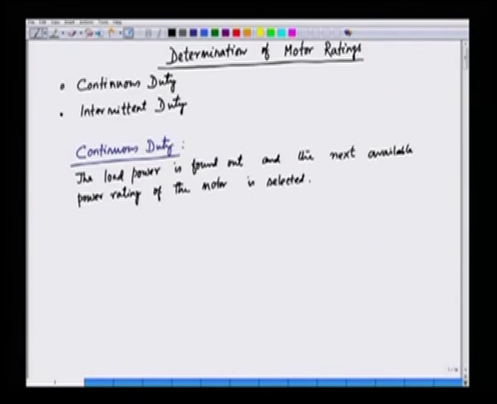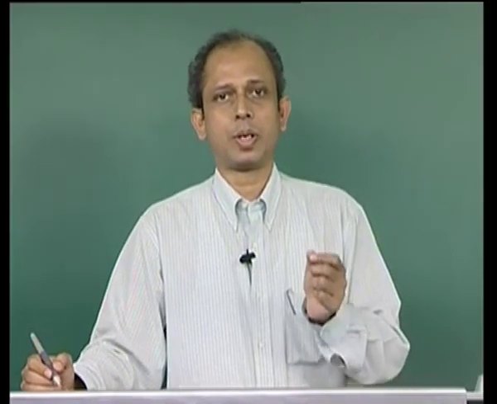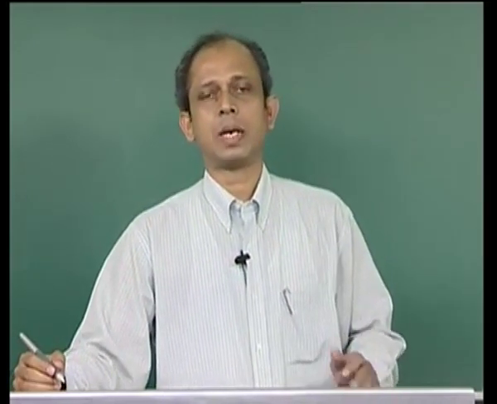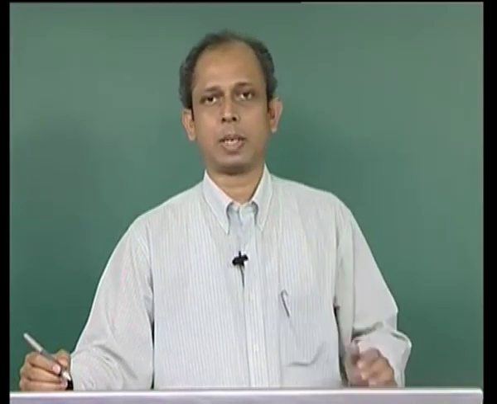Now, what if the load is fluctuating in nature? If suppose the load is continuously changing, there is a need to find out an equivalent torque. If we can find out the equivalent torque, we can find out the rated torque of the motor based on the equivalent torque. Now, let us see, if the load is continuously changing, how we can find out this equivalent torque, or in that sense the equivalent current of the motor.